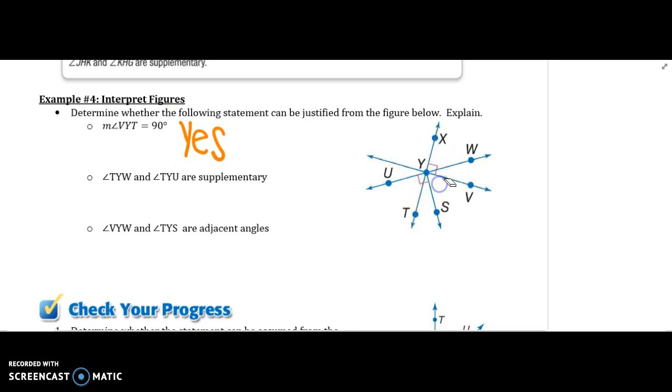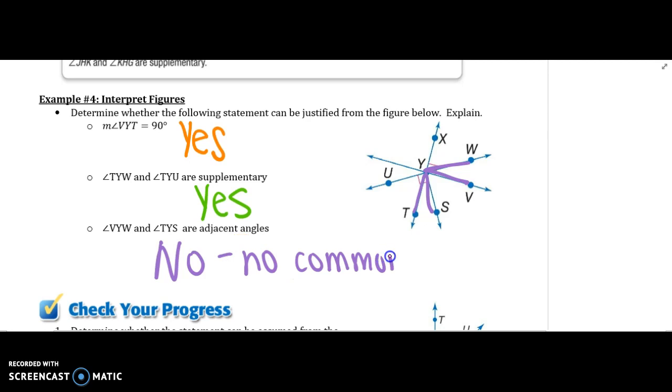Do we know that TYW, so this big angle here, and TYU are supplementary? Yes, together they form a line, so they are supplementary. Do we know that VYW and TYS are adjacent? No, they do not share a common side, so they are not adjacent.